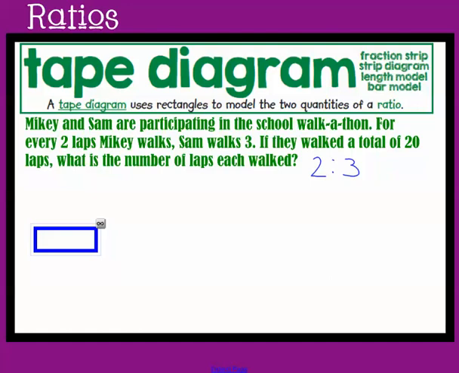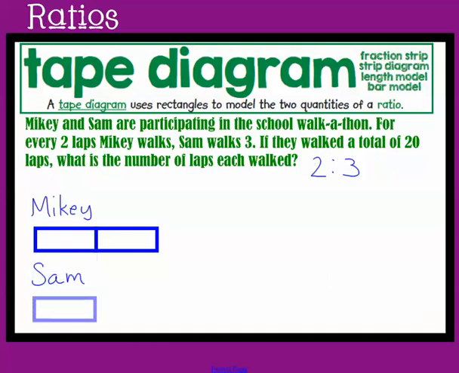So let's set up our tape diagram. In the first row, since Mikey is first, we'll represent Mikey. And in our second row, we will represent Sam. Now, it says that for every 2 laps Mikey walks, so we need 2 rectangles in our tape diagram. Sam walks 3, so Sam needs 3 rectangles in his row.